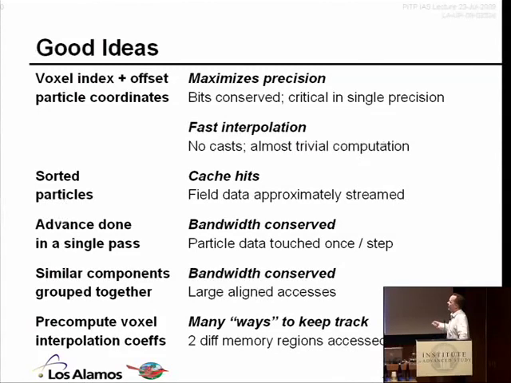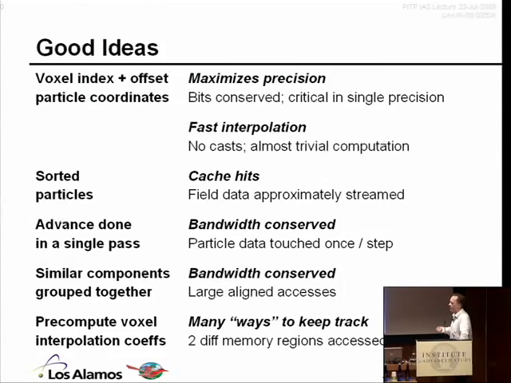First, we use voxel index and offset particle coordinates, and this maximizes precision. This is especially critical if we want to exploit the single precision capabilities of modern processors. It also means that we can do our interpolation very fast, because our particle positions are already stored in a format which is amenable to doing interpolations using your field data. Likewise, we sort the particles. There are many good algorithms for sorting the particles very efficiently. As a result, when we're passing through the particles, our field data is being approximately accessed sequentially from memory.